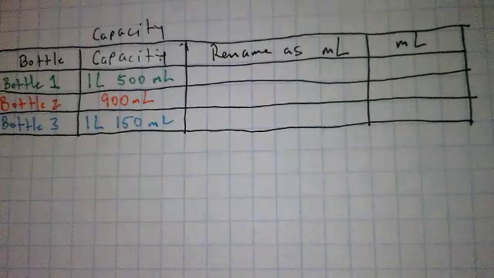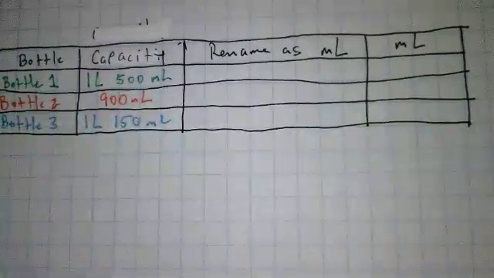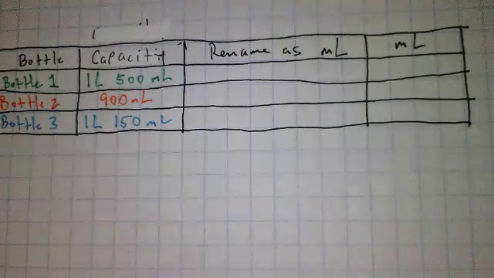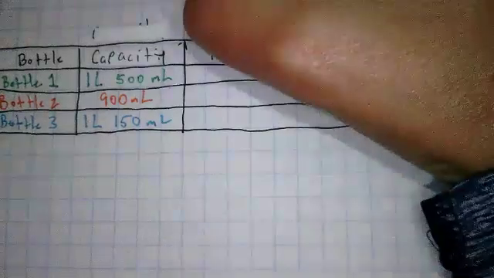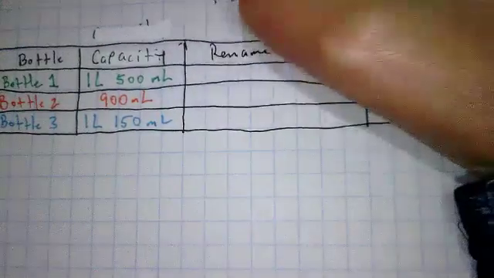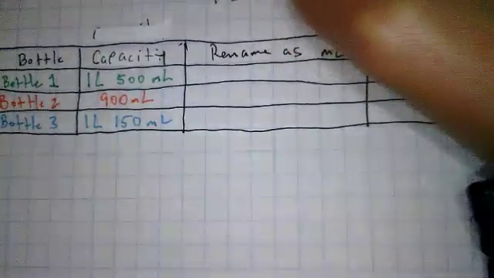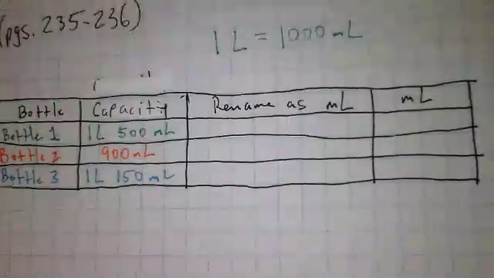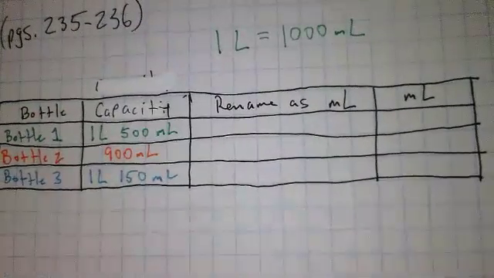Now that we have our table, I'm going to write a little bit of information up here to remind me. Who can remind me how many milliliters are in 1 liter? Who knows? Lauren? 1,000. Do we agree? Yeah. Good. So I'm going to write that up here. 1 liter equals 1,000 milliliters. Oh, you can't even see that. Just to remind me while I'm doing this, okay?